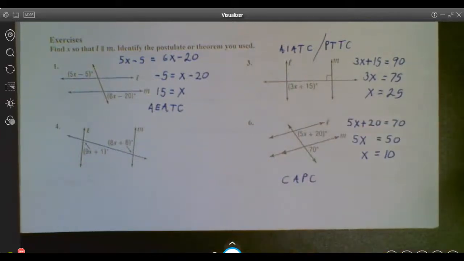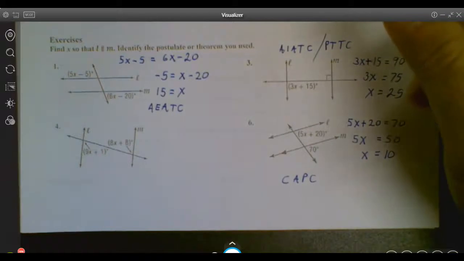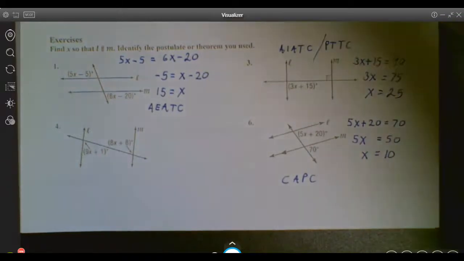Remember that of the group, the corresponding angles is the only one that's the postulate. The other main ones are all theorems.